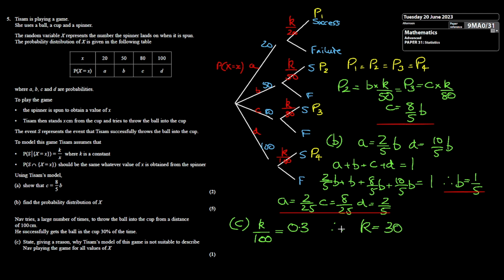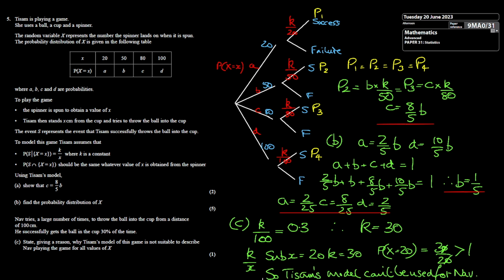So this means if we use k now in all of the possibilities of the model going back to the spinner, the probability is supposed to be k over x. But look where x is 20. We get that the probability where x becomes 20 is 30 over 20, which is greater than 1, which is impossible. So the conclusion is that Tissam's model can't be used for Nav's results. And that's the answer to part C.